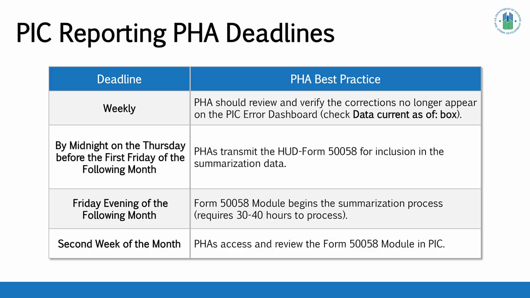By midnight on the Thursday before the first Friday of the following month, PHAs should transmit the HUD Form 50058 for inclusion in HUD summarization data. On the Friday evening of the following month, the Form 50058 module begins the summarization process, which can take approximately 30 to 40 hours for HUD to process. During the second week of the month, PHAs should access and review the Form 50058 module in PIC.